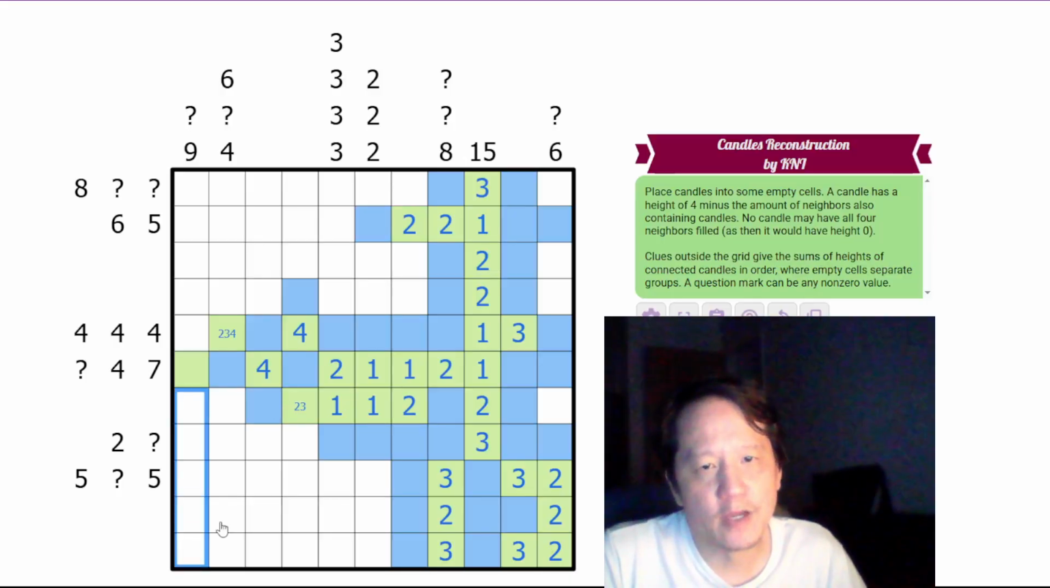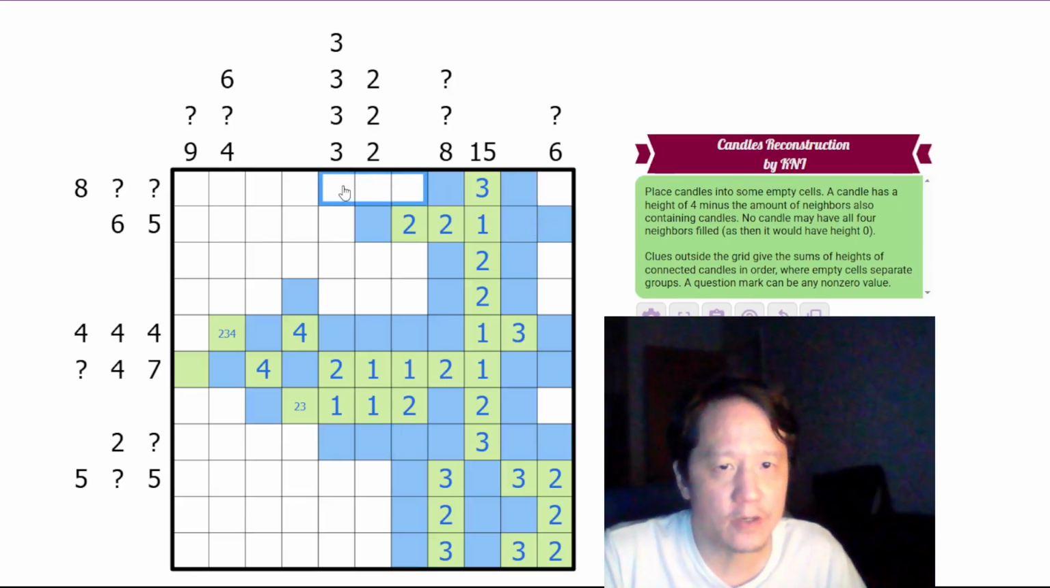We have to have 9 here. So we could have digit here. 3, 2, 3 is possible this way.